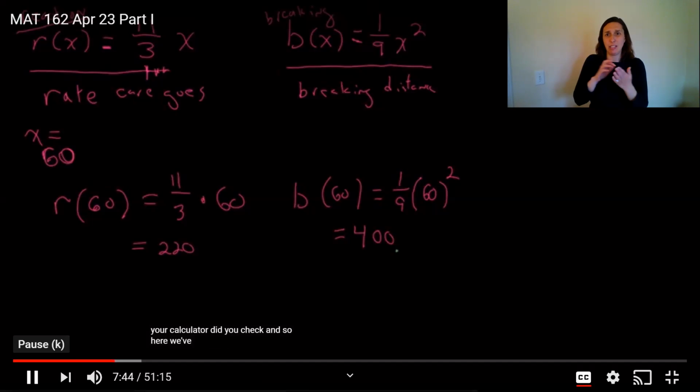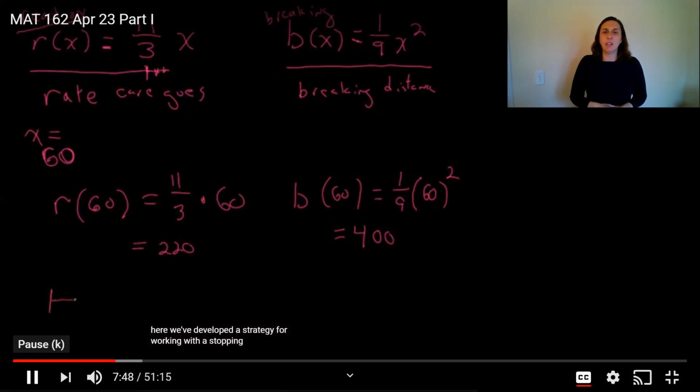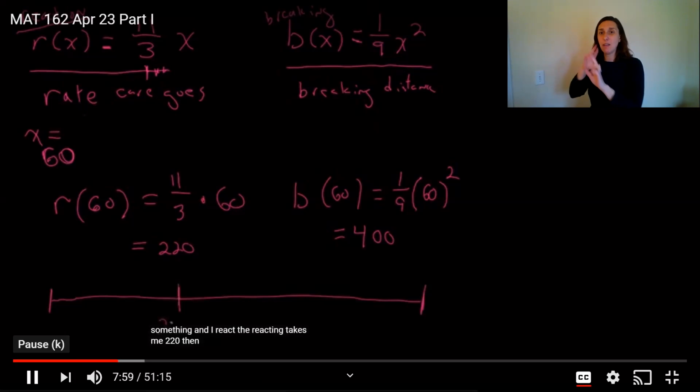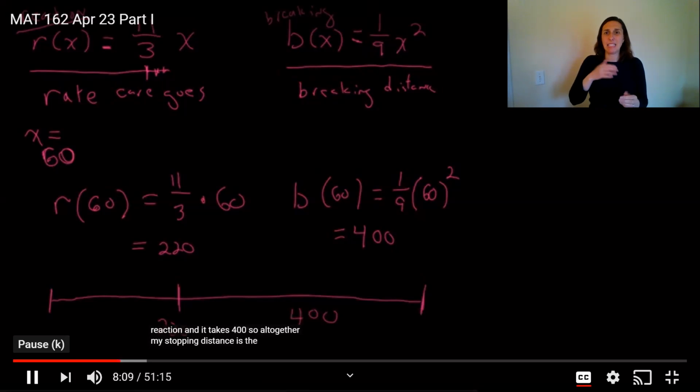And so here we've developed a strategy for working with a stopping distance. I see something and I react. The reacting takes me 220. Then I apply the brakes, and it takes 400. So altogether, my stopping distance is the sum of these two things. 620 feet.